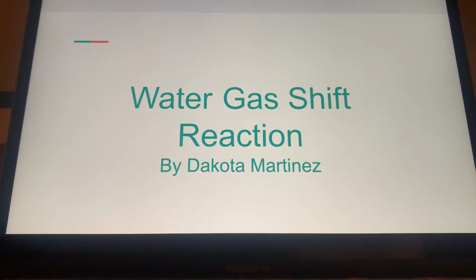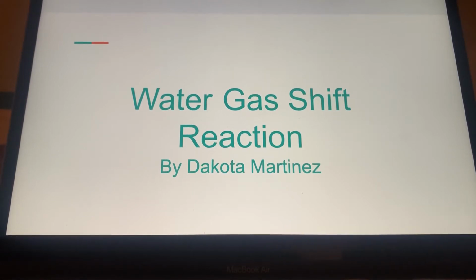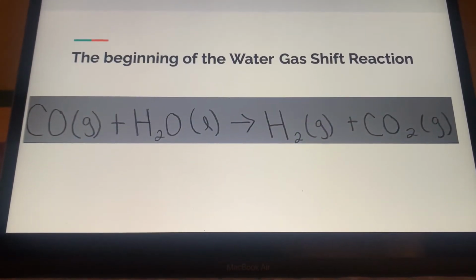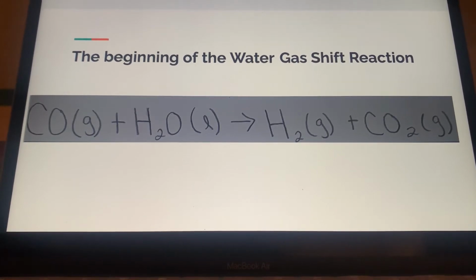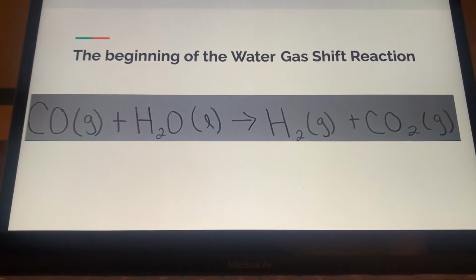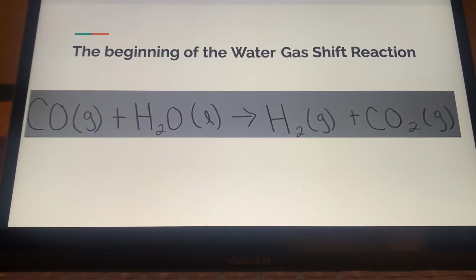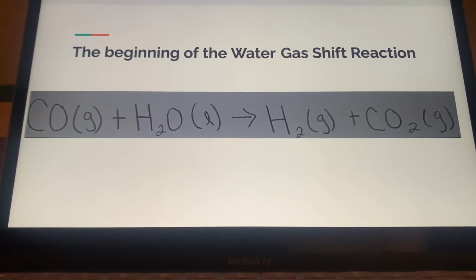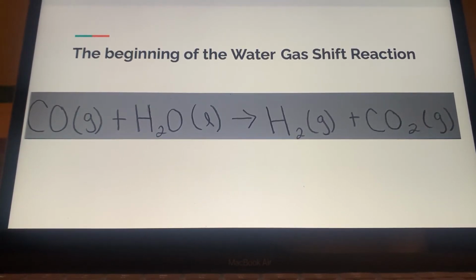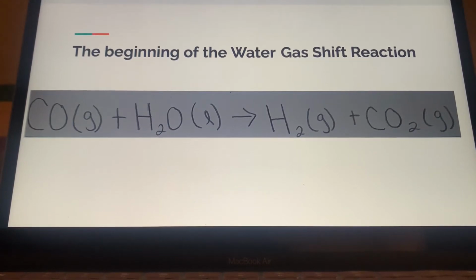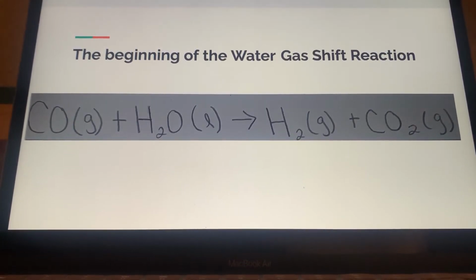Hi, my name is Dakota, and my project was over the water-gas shift reaction. So this is the equation for the reaction. So basically, it is carbon monoxide gas reacting with liquid water, and we get hydrogen gas and carbon dioxide gas. So this reaction was originally discovered in 1780 by an Italian physicist named Felice Fontana.